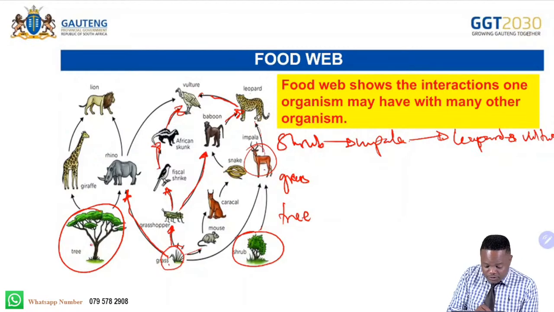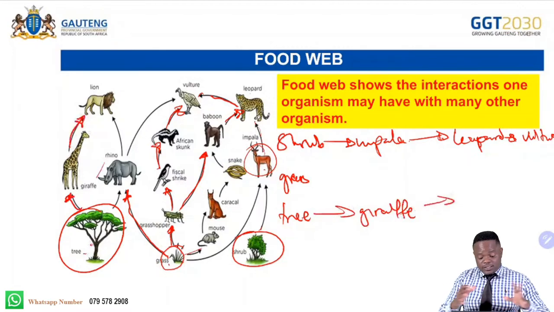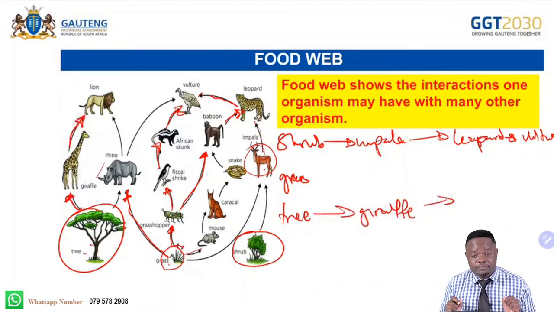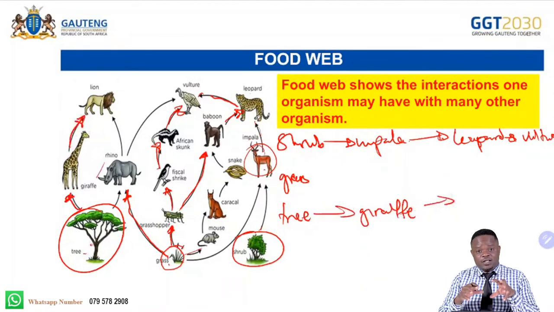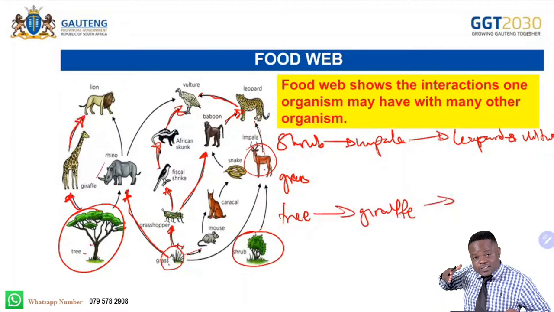Right, then from your tree there, you can follow this pathway to the giraffe. Right, you follow the arrow again from the giraffe, it goes to the lion. You see, so that is how you can generate many food chains from that food web. Okay, so it is showing us the feeding relationships in this particular ecosystem. It is showing us the flow of energy, right?